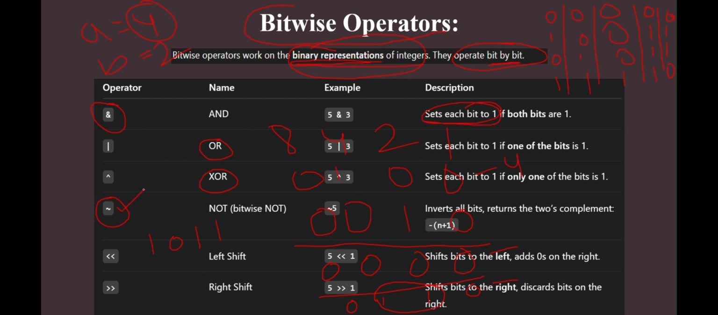I hope this is clear as well. Now let's understand all these 4 with the help of code first, then we will move forward.